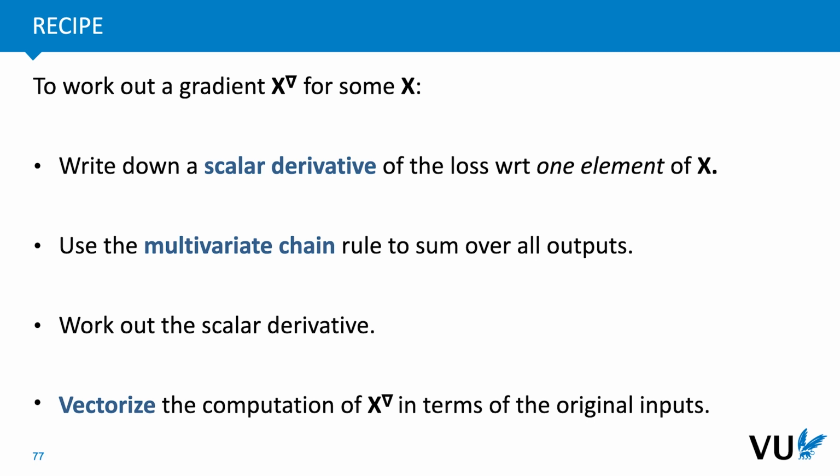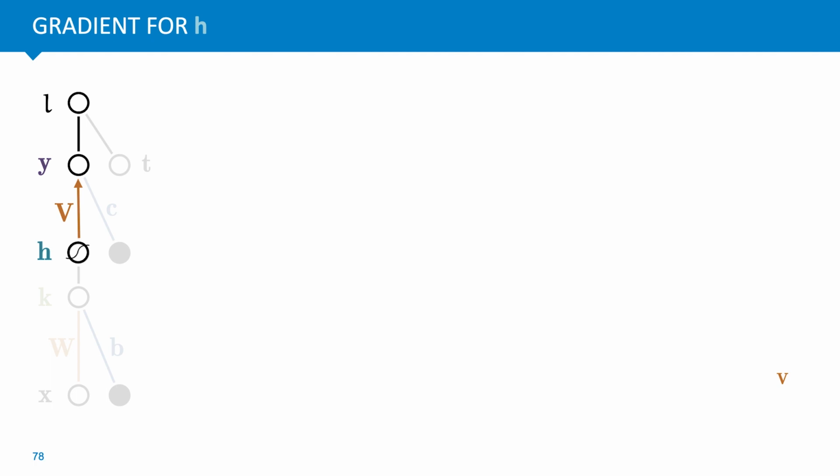write down a scalar derivative of the loss with respect to one element of x. We use the multivariate chain rule to sum over all the outputs that are in between us and the loss. We work out the scalar derivative, and we vectorize the computation in terms of the original inputs and the gradient for the node that is directly above us in the computation graph. Since this is an important principle to grasp, and it will come back in the homework as well, let's keep going until we get to the other set of parameters w. We'll leave the biases as an exercise.